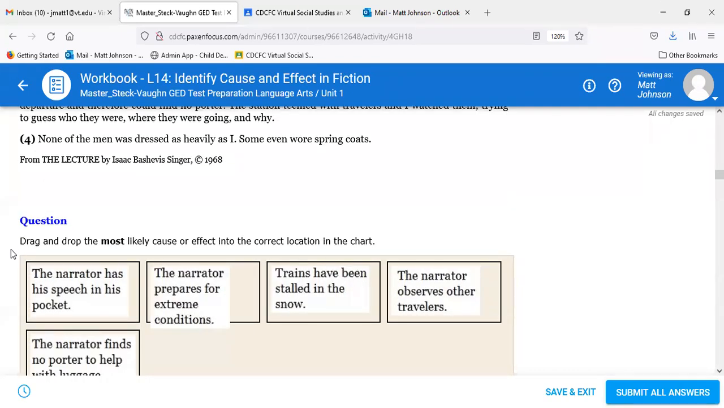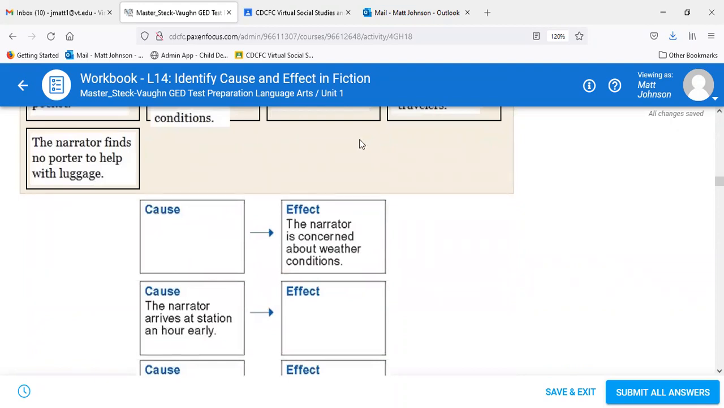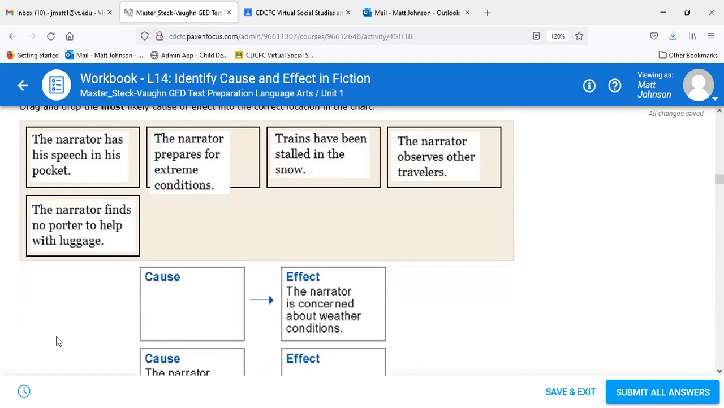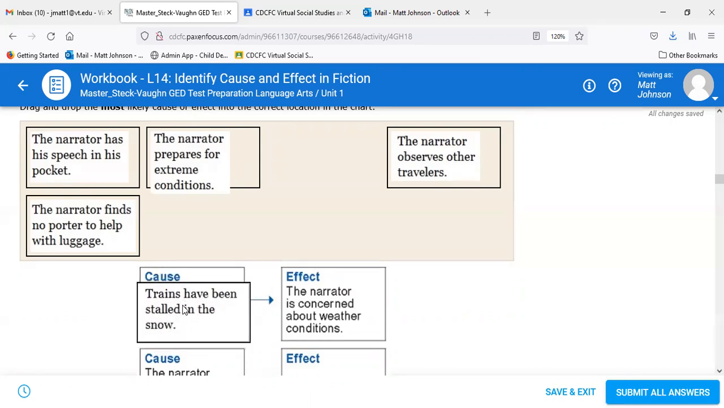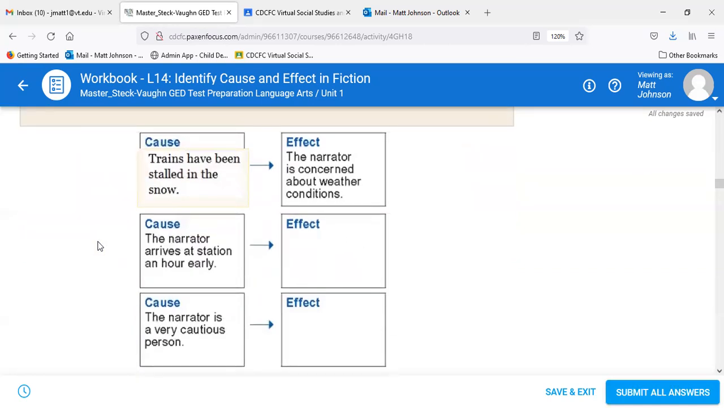And the idea we want to work on here is to drag and drop the most likely cause or effect into the correct location. So we have a little table here divided into cause on the left and effects on the right. So the narrator is concerned about weather conditions, right? That's the effect. What caused the narrator to be concerned about weather conditions? Trains have been stalled in the snow. Yeah. So first one there, because trains have been stalled in the snow, the narrator is concerned about weather conditions. And the other 2 are going to be effects.